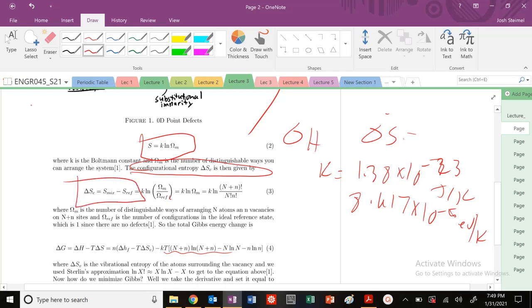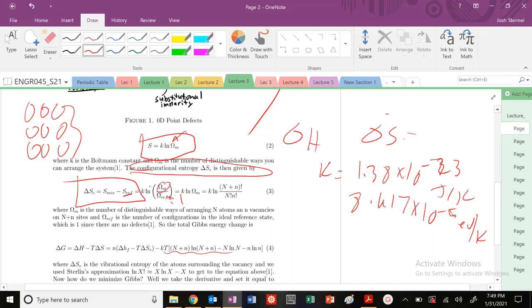In our reference state, when we just have a perfect crystal, how many different ways can I reconfigure this configuration distinguishably? These are all the same atoms. You can't tell the difference. Well, this is our number of microstates, and this reference is going to be equal to 1.